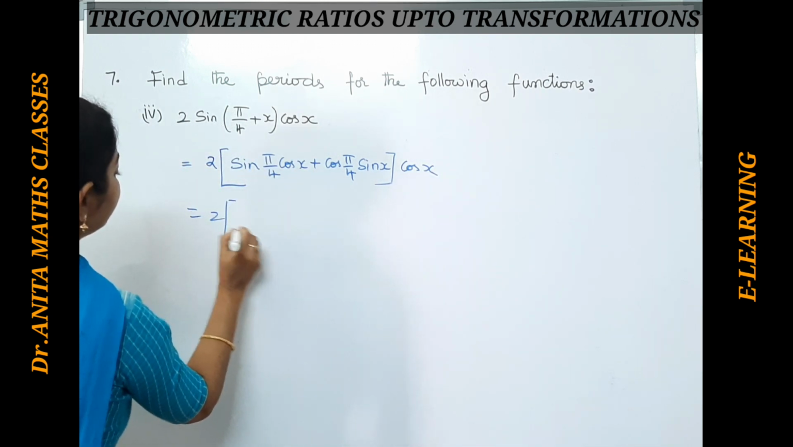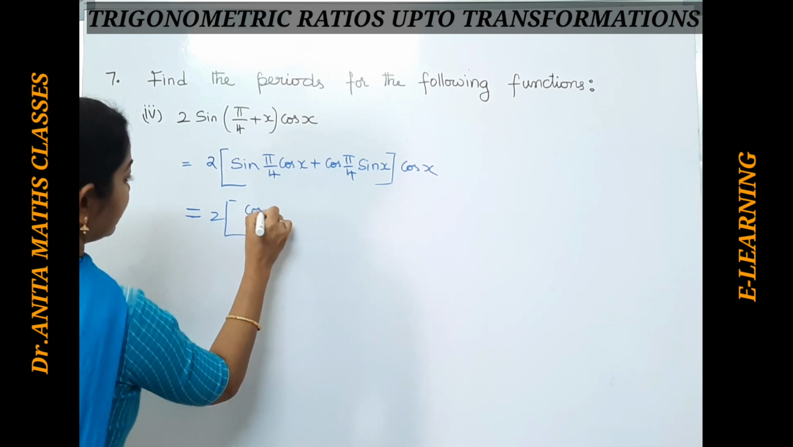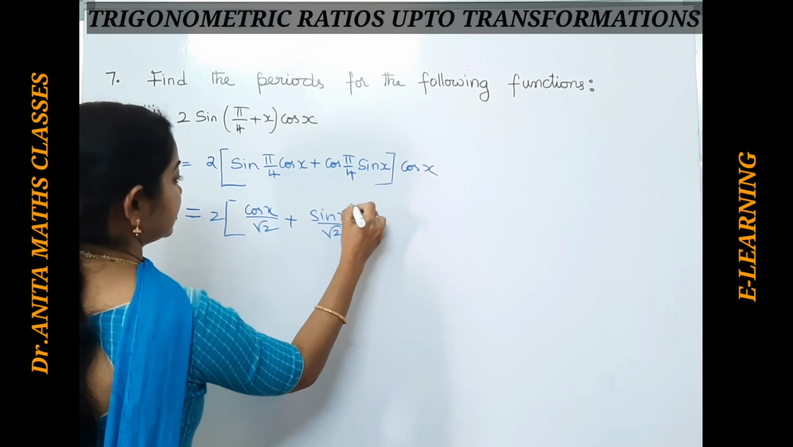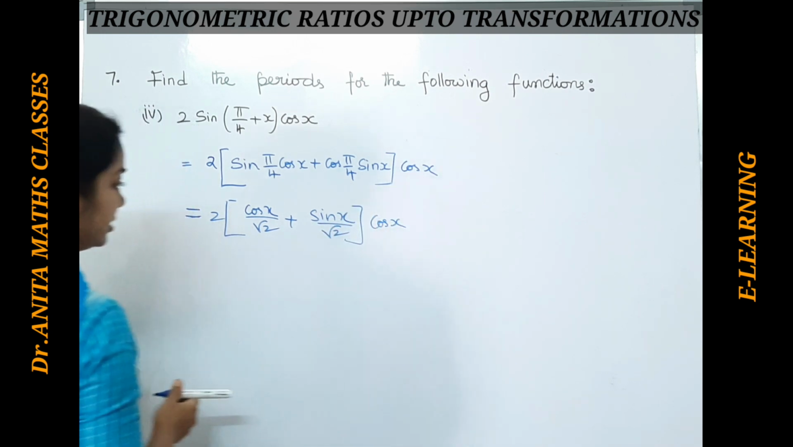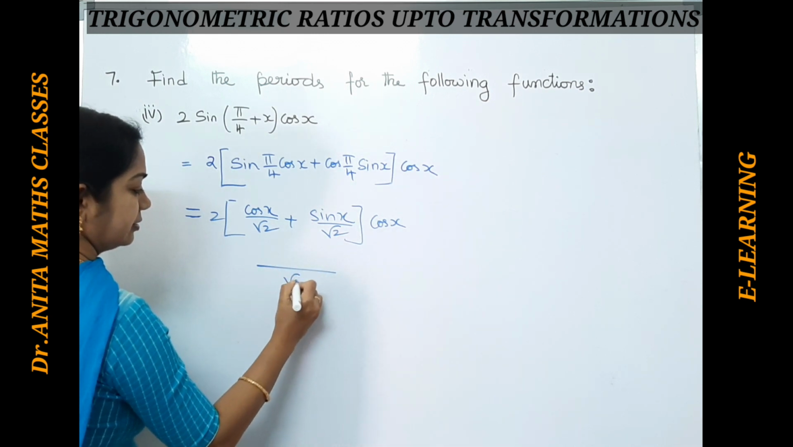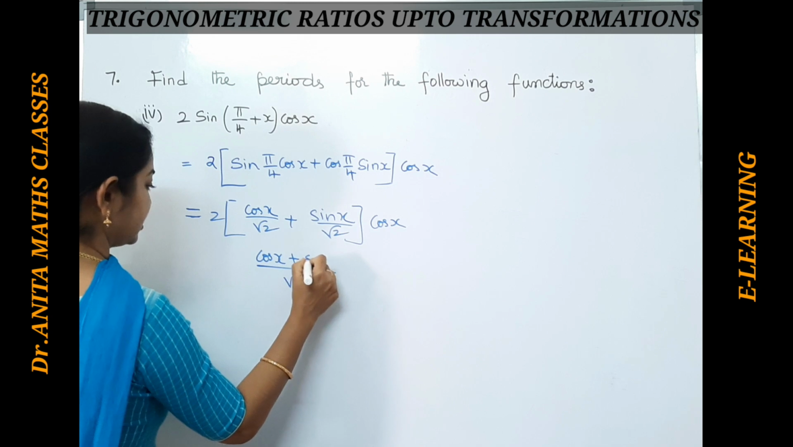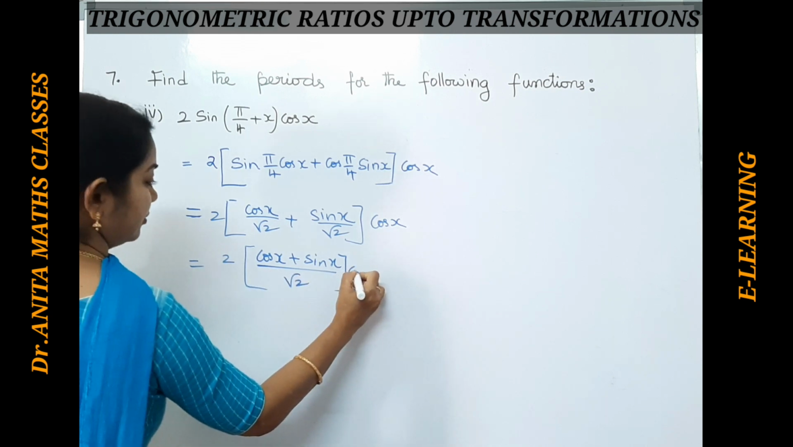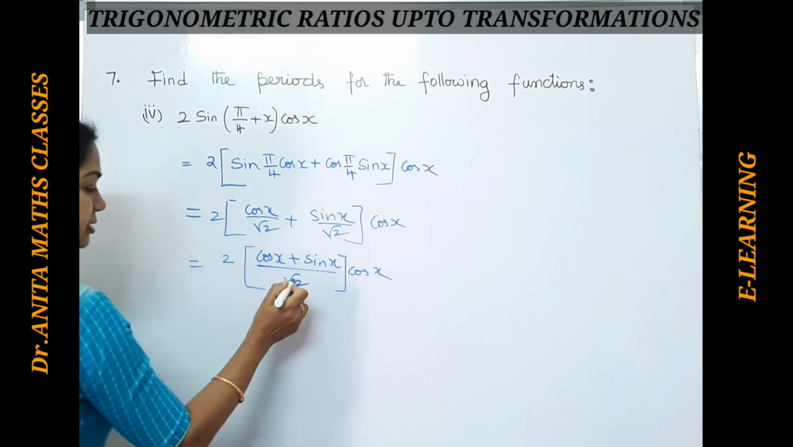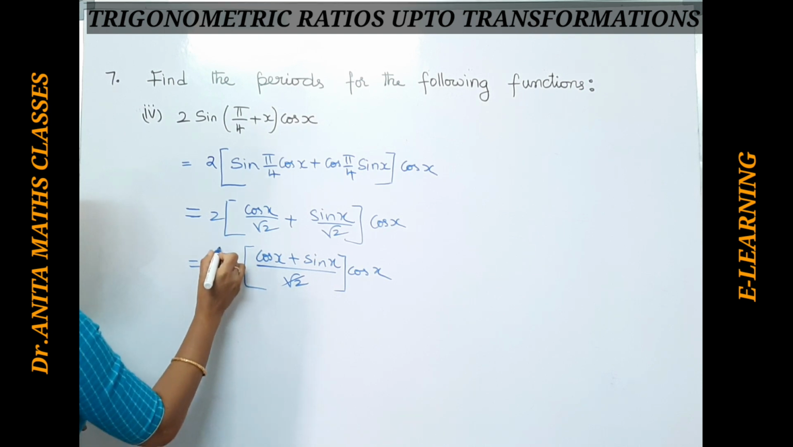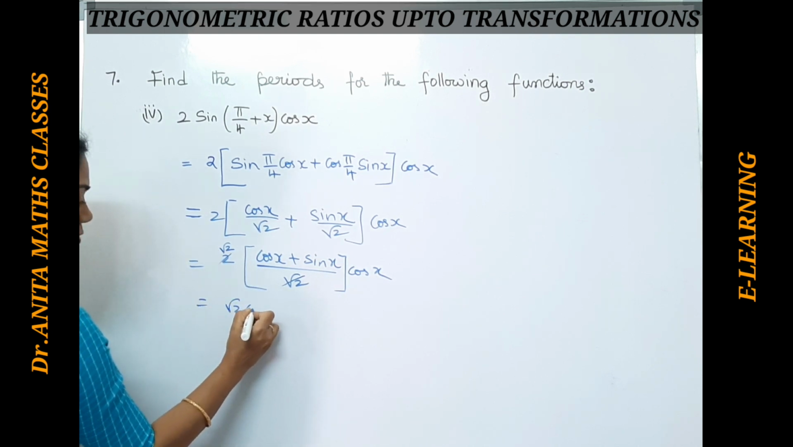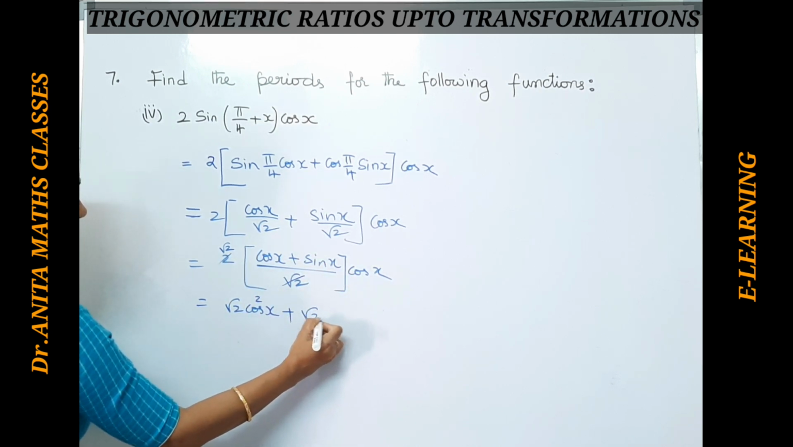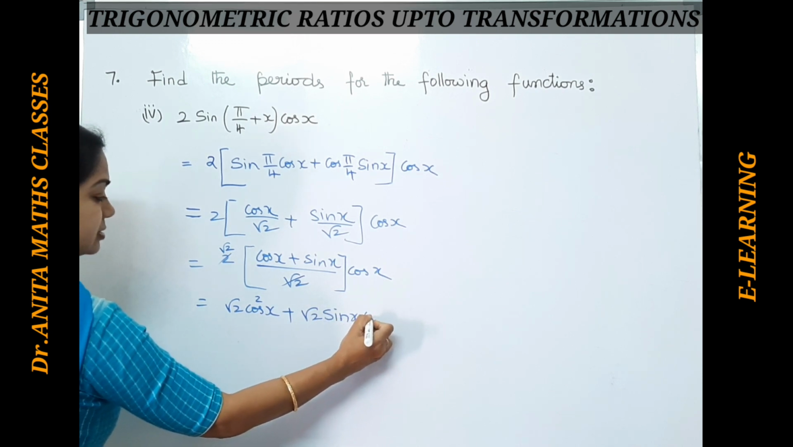That we will also write here. 2 of, here I can write cos x by root 2 plus sin x by root 2. Right. Again multiplied by cos x, as given. Now if you take the LCM here, this is cos x plus sin x. Here 2 is there into cos x, so we can cancel off the 2 and get root 2 here. So root 2 cos square x, right? Again root 2 sin x cos x.